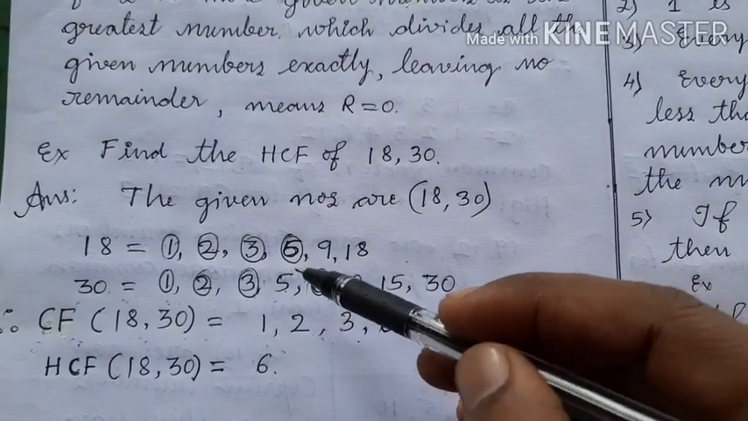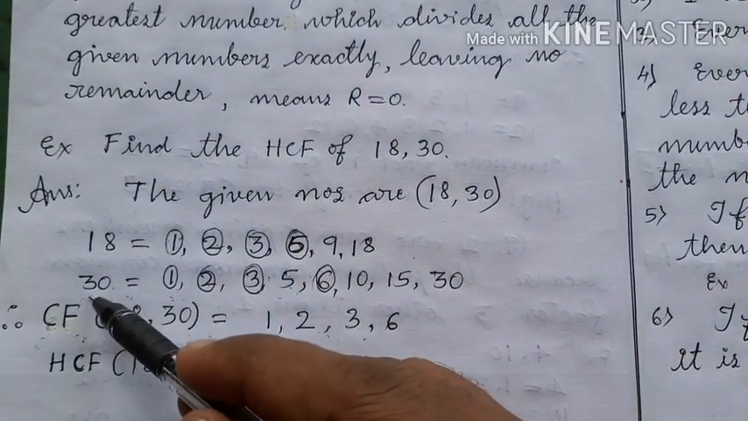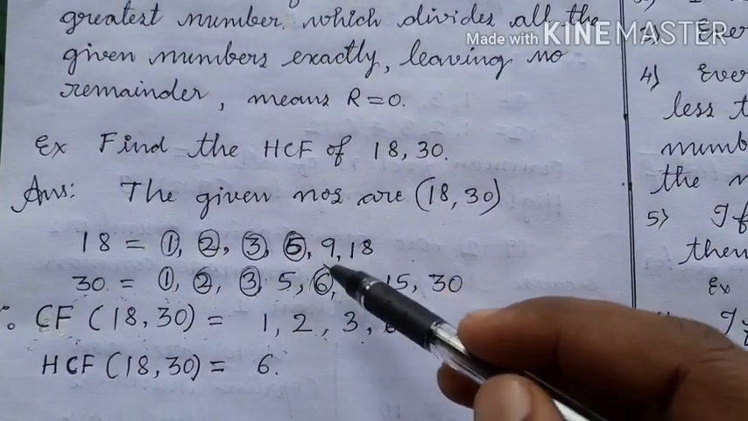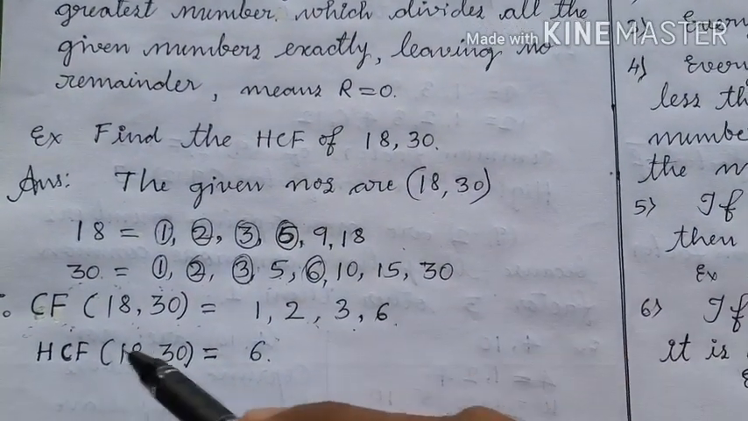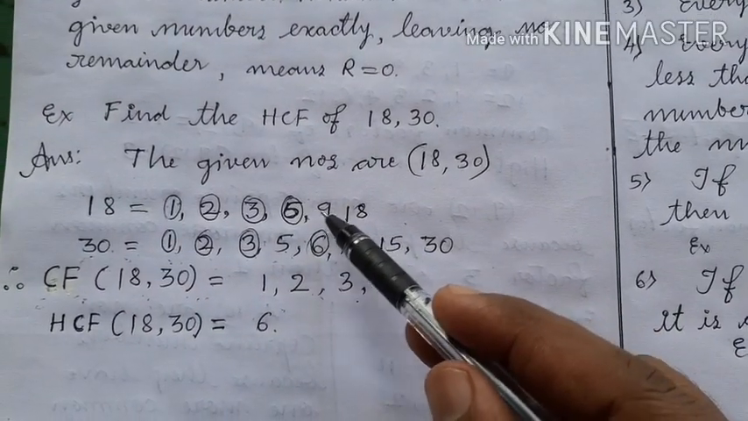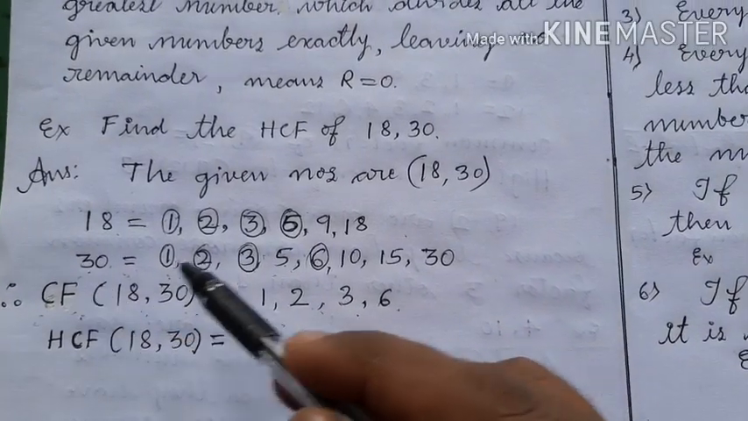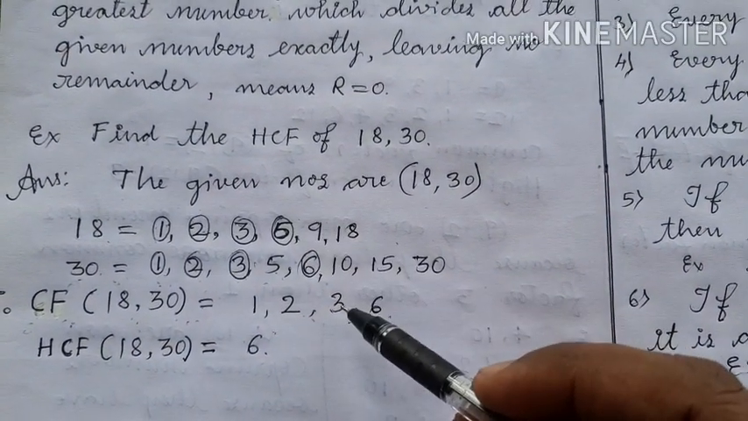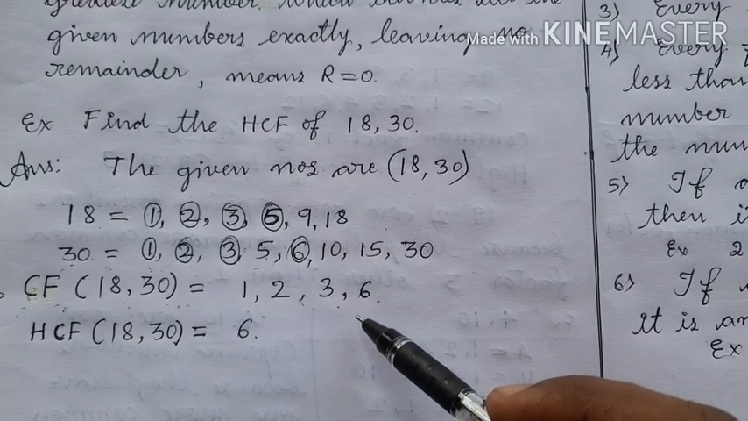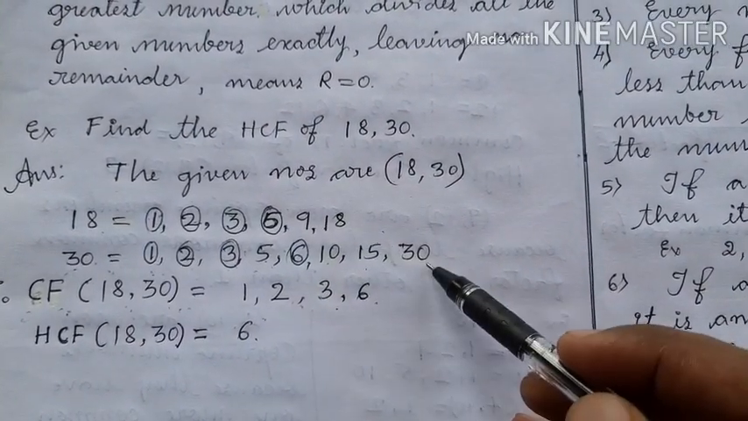Then you see, 6 is the factor of 18 also. 6 is the factor of 30 also. That is why 6 is the common factor of 18 and 30. Look at 9. 9 is factor of 18 only. But 9 is not the factor of 30. That is why 9 is not the common factor and it is not selected here. Look at 10, 15, 18 and 30.